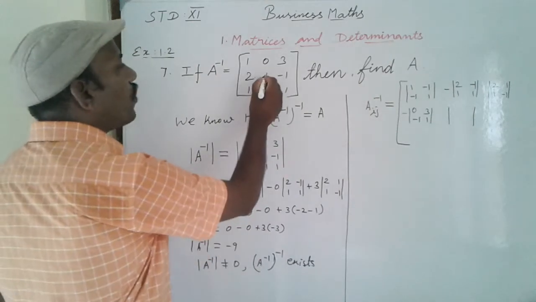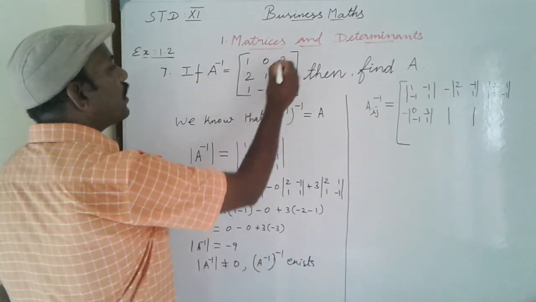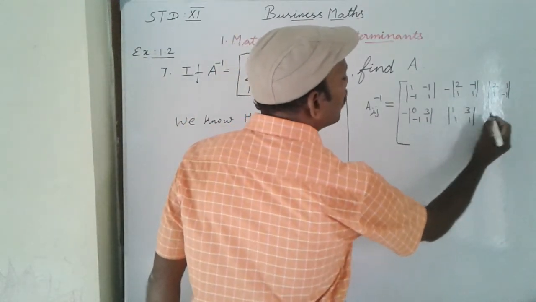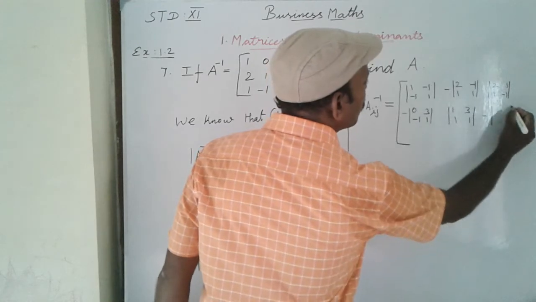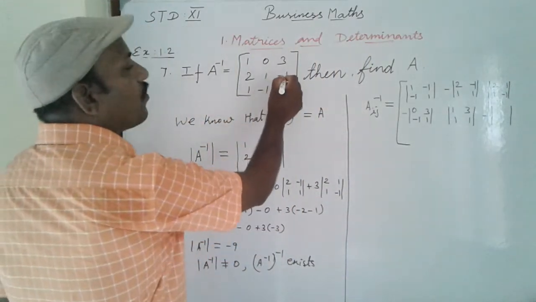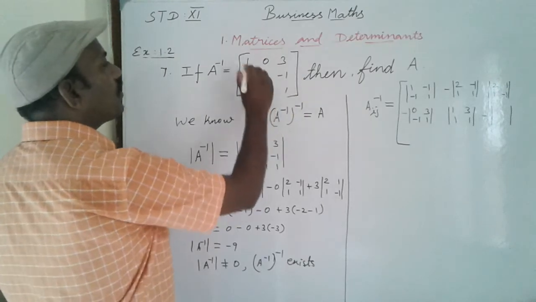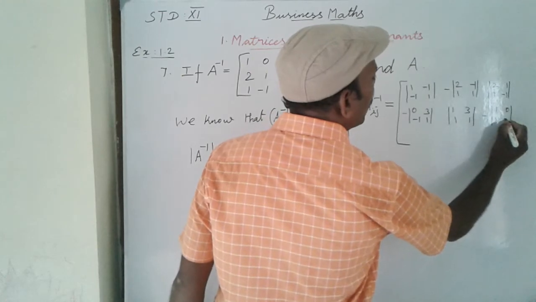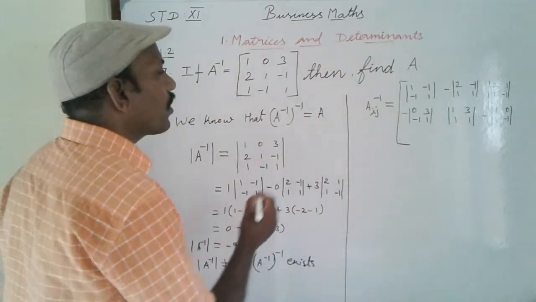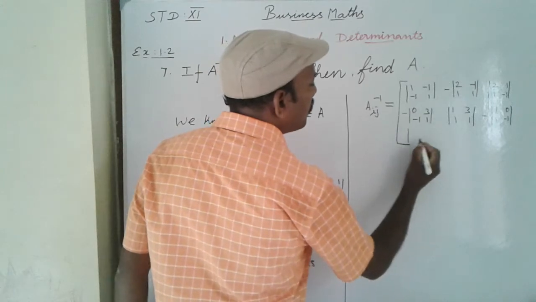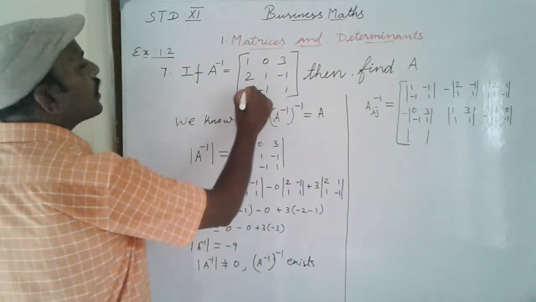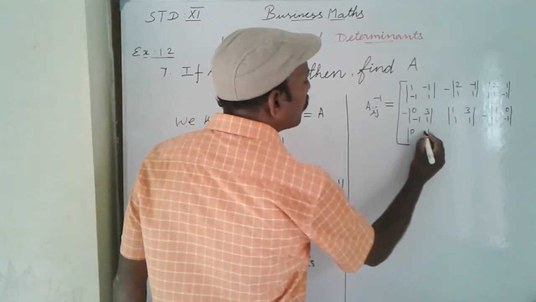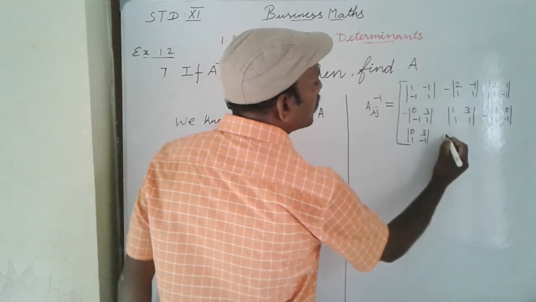Next cofactor of 1, row and column eliminated: 1 3, 1 1. Next the symbol is minus. Cofactor of minus 1, row and column eliminated: 1 0, 1 minus 1. Next is the plus symbol. Cofactor of 1, row and column eliminated: 0 3, 1 minus 1. Next minus is the symbol.